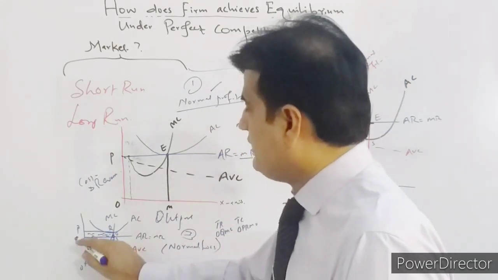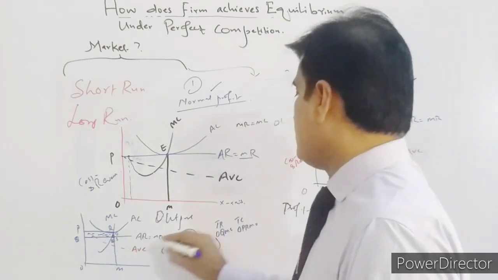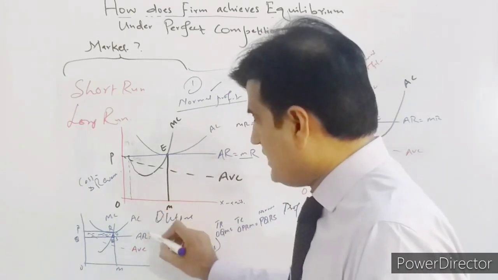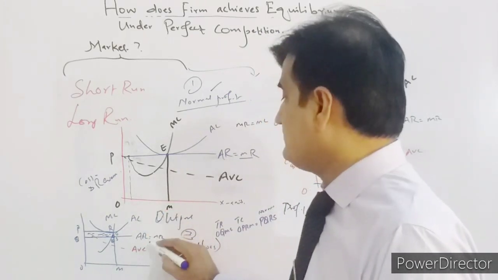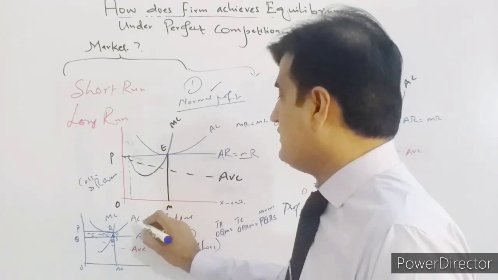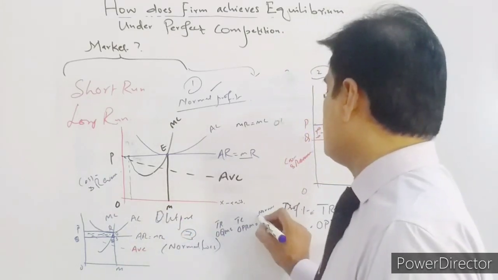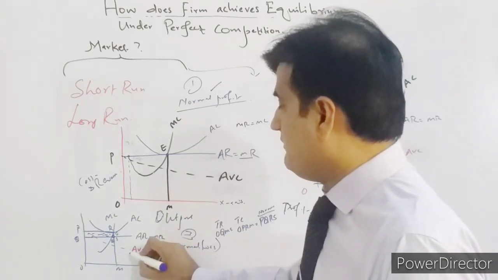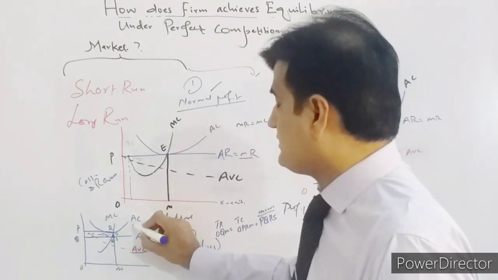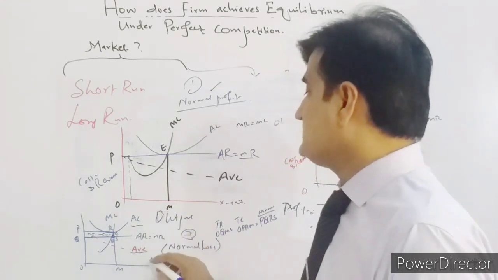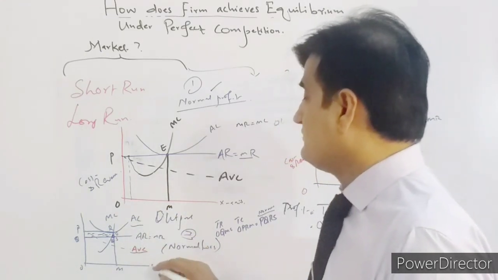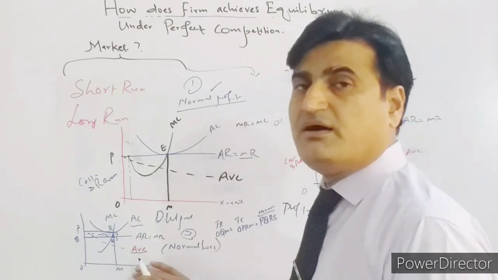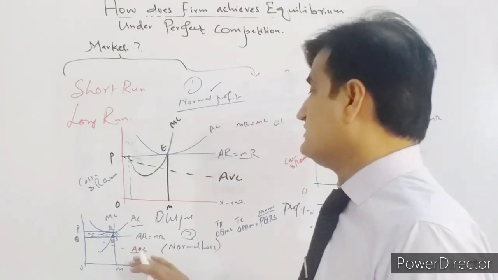The relevant portion is PQRS, which is showing loss, because the cost lies above the revenue. That's why the revenue is lower than the cost. As a result, the firm is under normal loss, because the firm is recovering its average variable cost but does not recover its average cost, because the firm is recovering only its variable cost but fails to recover its fixed cost. That's why the firm is under normal loss in third case.